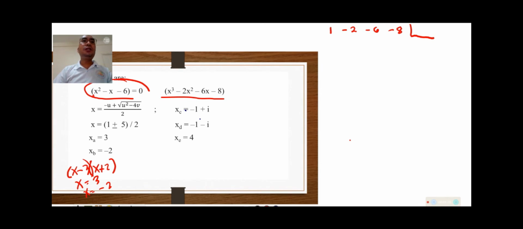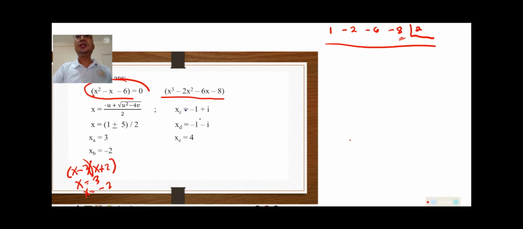One of the easiest ways to determine the divisor is to look at the value of our constant. The constant here is 8. What are the factors of 8? It could be 1, 2, 4, or 8. So those are the factors of 8. So we will try 2. Say for example, what if we will use 2?